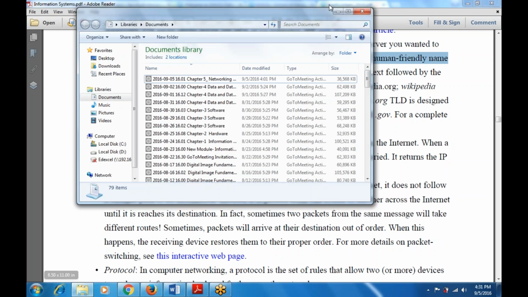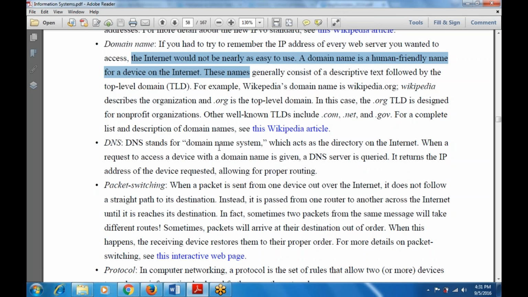Then the next one is DNS, the domain name system. It acts as a directory on the internet. As a directory, it is like a folder over the internet, and whenever there is a request to access a device with a given domain name, we need a DNS server.